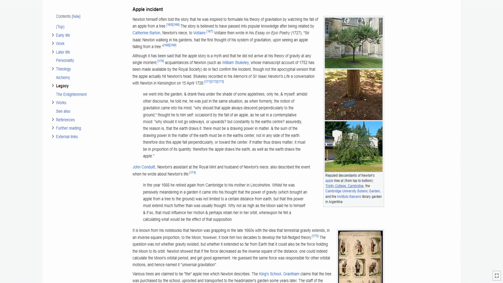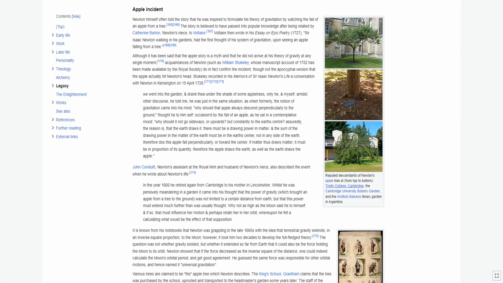Various trees are claimed to be the apple tree which Newton describes. The King's School, Grantham, claims that the tree was purchased by the school, uprooted, and transported to the headmaster's garden some years later. The staff of the, now, National Trust-owned Woolsthorpe Manor dispute this, and claim that a tree present in their gardens is the one described by Newton.